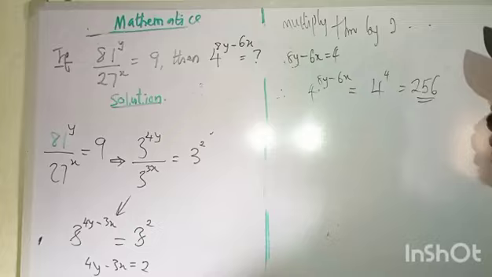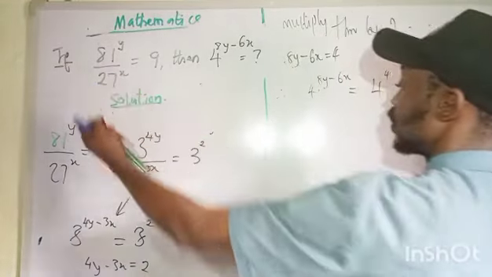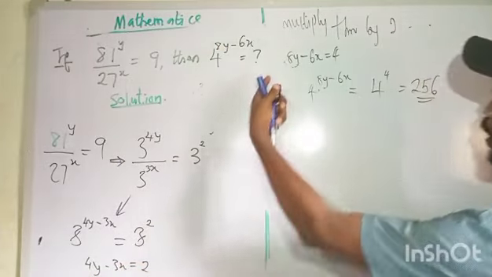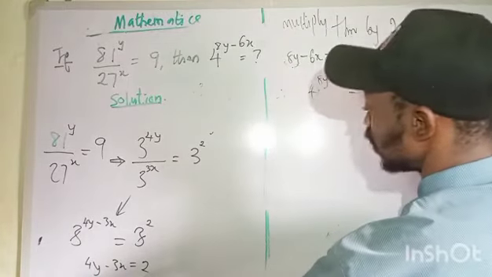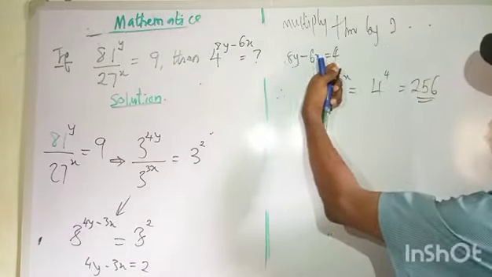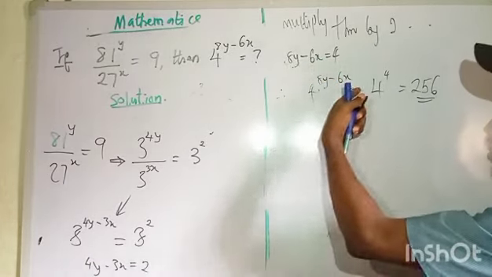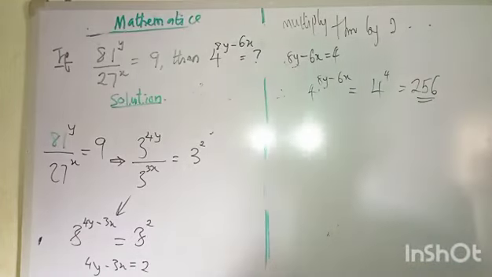So what did we just do? We just manipulated this equation here to look like this, which is what we got when you multiply through by 2. And we've gotten that this represents this. That means this is going to represent 4. In essence, 4 raised to the power 8y minus 6x is going to be equal to 4 raised to the power 4. And that's what we just did here.